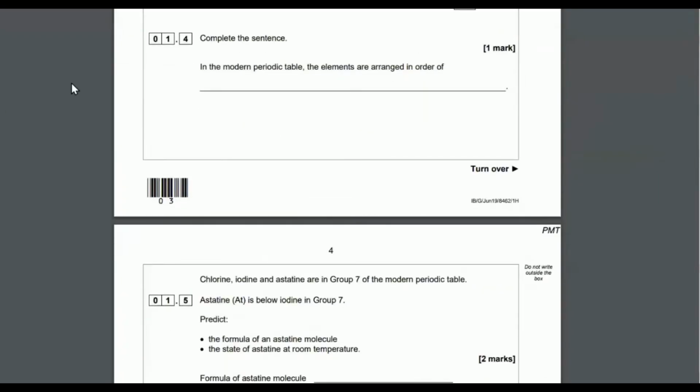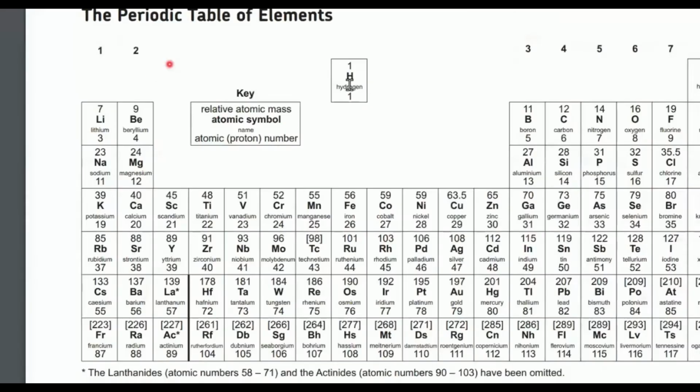Let's zing to 1.4. Complete the sentence. In the modern periodic table, the elements are arranged in order of... Well, actually, we don't arrange them in order of relative atomic mass. Let's check out a periodic table. How do we arrange them? Look, it goes 3, 4, 5, 6, 7, 8, 9 along the bottom there. What is that that's increasing?